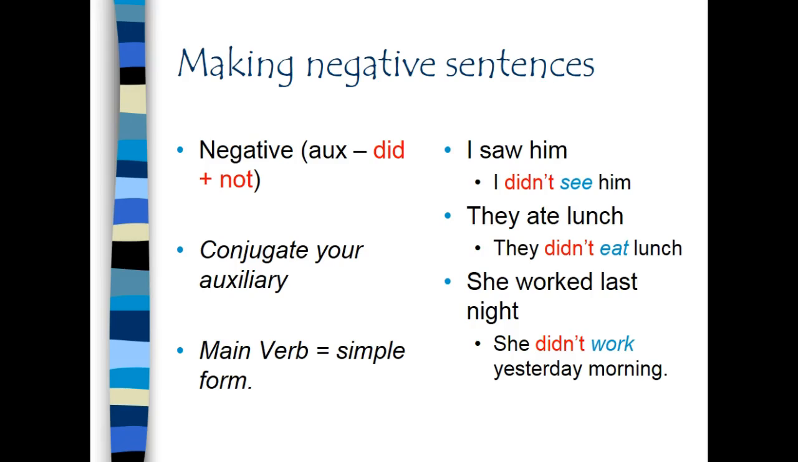How do we make negative sentences? This, of course, is for all verbs except the verb to be. To make a negative, we need an auxiliary, which is the past of do, so did, plus not. And your main verb goes back to the simple form. So it doesn't matter if your verb is regular or irregular. I saw him in the past becomes I didn't see him. So I conjugate my auxiliary. My main verb goes back to the simple form. They ate lunch. They didn't eat lunch. She worked last night. She didn't work yesterday morning.